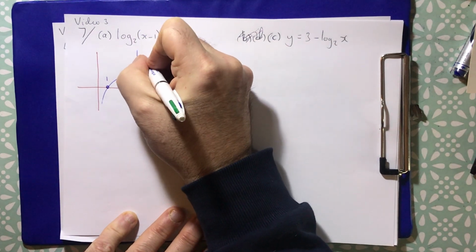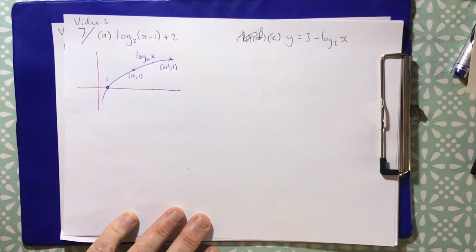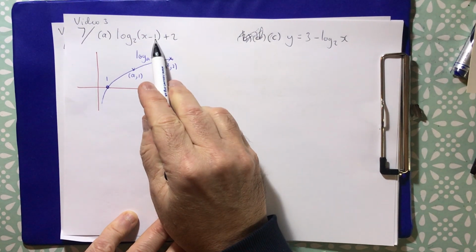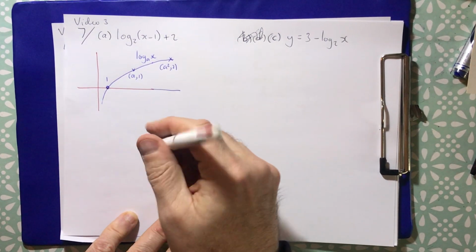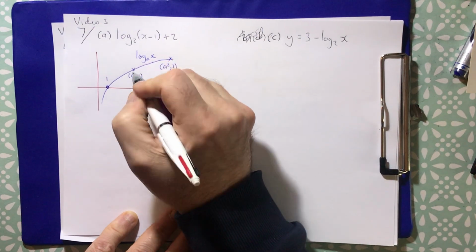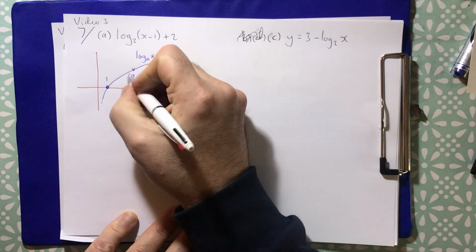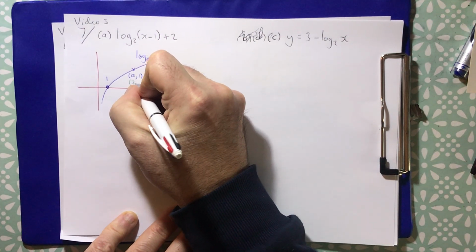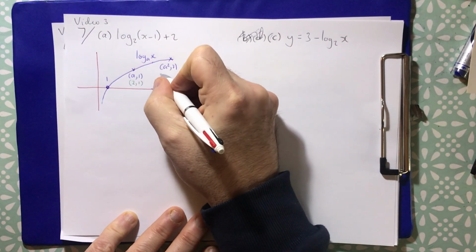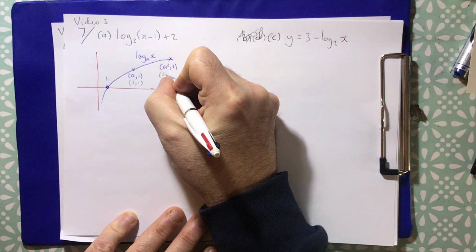That would be log to the base a of x. Here it's 2. So the graph, if it was just 2, if I change the colour here, then the graph would go through 2, 1. Now 2 squared is 4, isn't it?